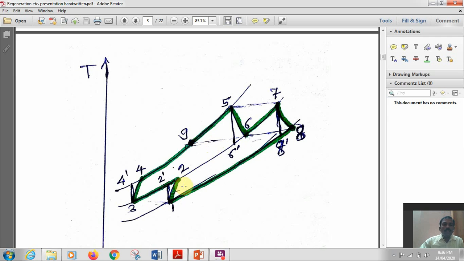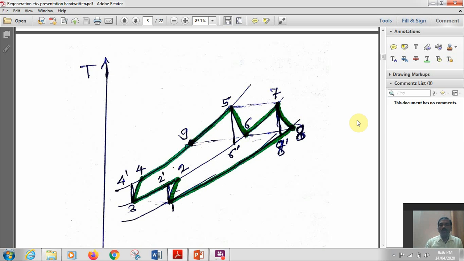You have to calculate all these temperatures, because you are given only 1 and 5. So T1 is equal to T3, that minimum temperature is given. T5 is equal to T7, the maximum temperature is given. You are supposed to calculate T2, T3 you know, then T4, T6, T8, all these temperatures you have to calculate. Remember, this is the only task.